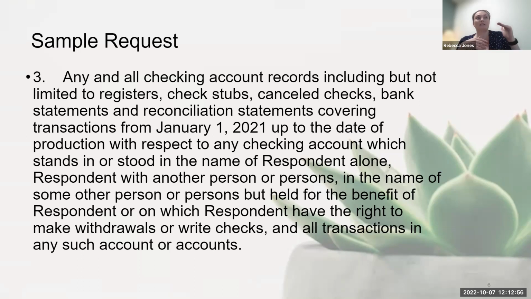And then again, identifying specifically regarding any checking account, which the respondent has alone or in conjunction with someone else, which they may have the right to access to make withdrawals and write checks. So when you're doing this, it may appear a little compound, but as long as everything again is related to that original request, you want to be as detailed as possible.